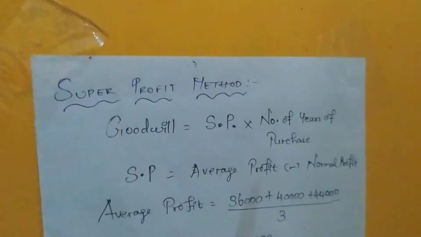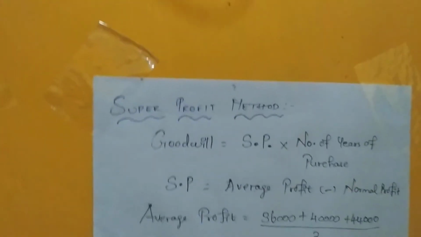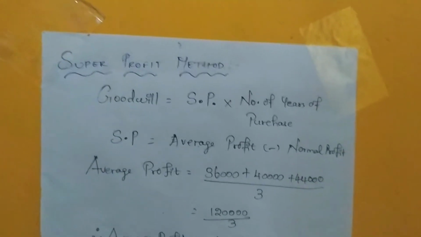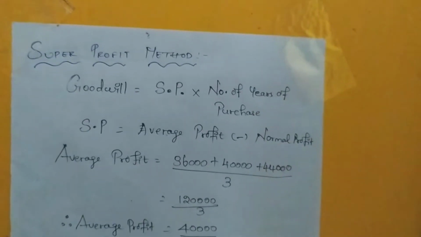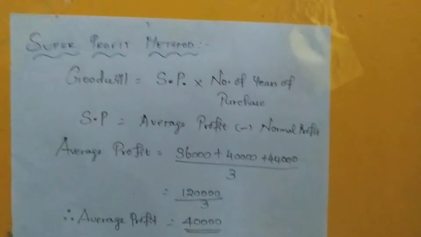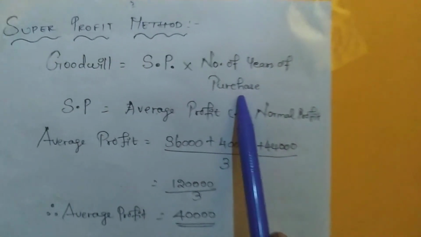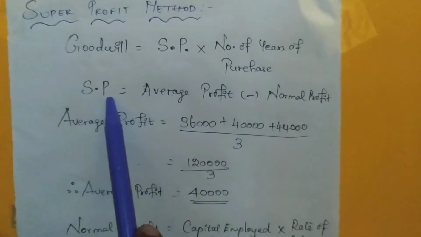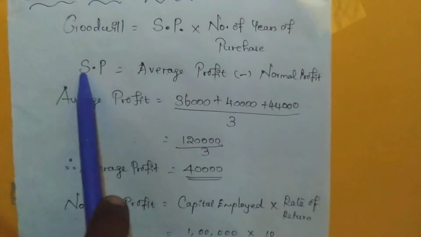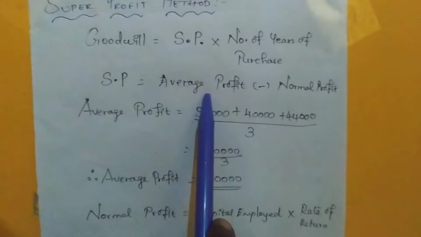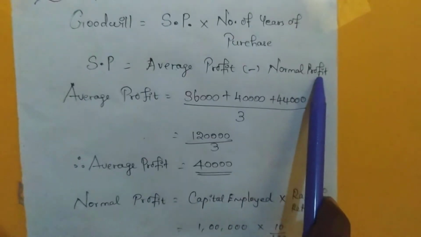Let us see how the solution works out. Here the solution is the super profit method. Again the formula: goodwill equals super profits into number of years of purchase. Let us see a small recollection. Super profit, that is SP, equals average profit minus normal profit.